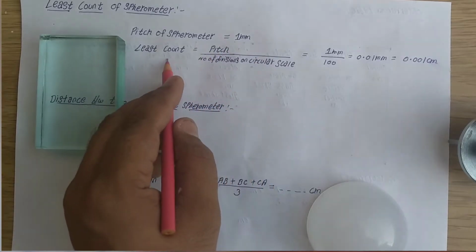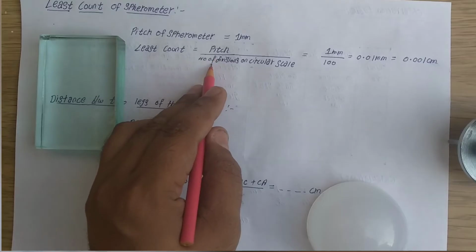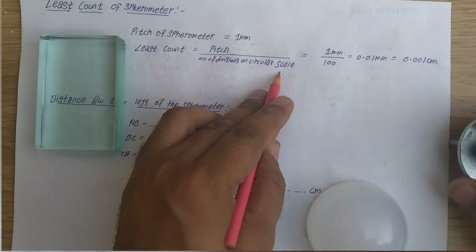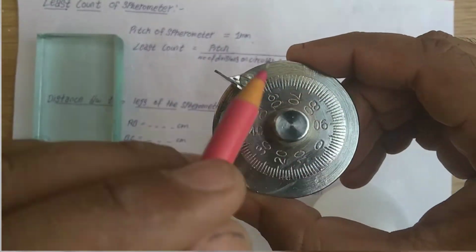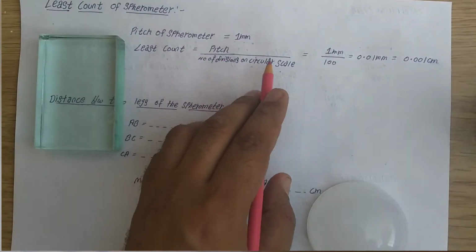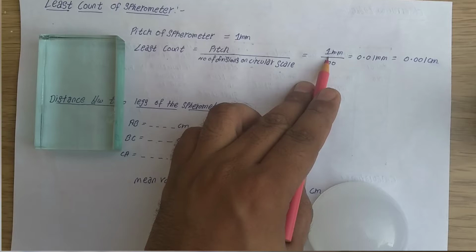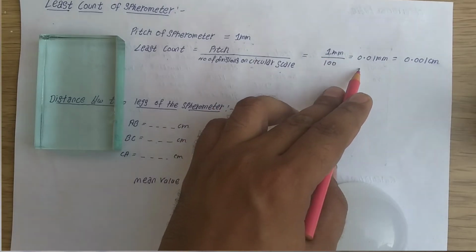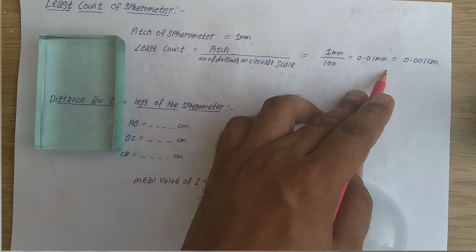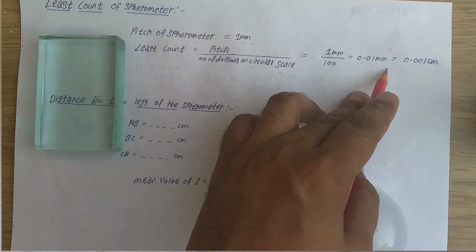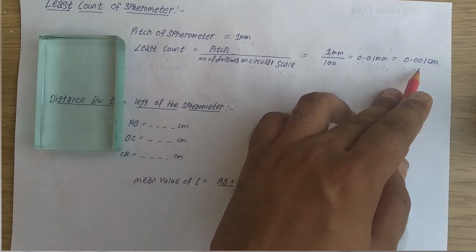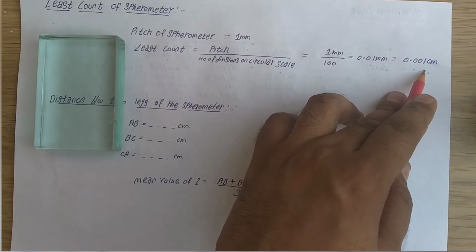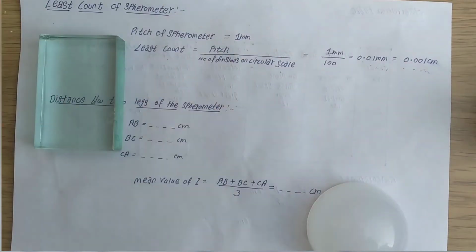So least count is equal to the pitch divided by the number of divisions on the circular scale. The total number of divisions on the circular scale is 100 and the pitch of our spherometer is 1 mm. So divide 1 mm by 100 and the answer comes out to be 0.01 mm. Now convert into centimeter, it is 0.001 centimeter. So this is the least count of our spherometer.